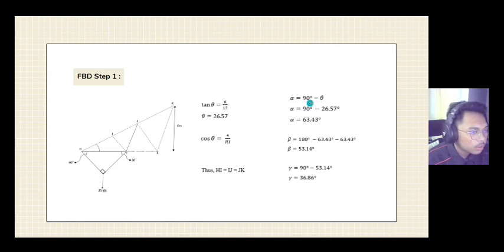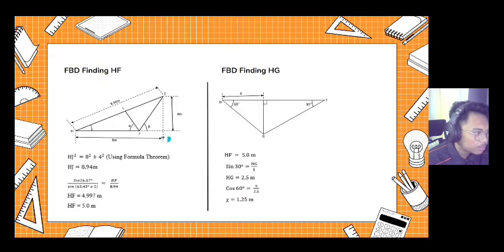Then we calculate the next. Alpha equal 90 degree minus theta, and we assume theta is 26.57, and the answer is 63.43. So the beta, 180 minus 63.43 degree, minus 63.43 degree, and then beta we answer is 53.14. So gamma is 90 degree minus 53.14, and we calculate that, the answer is 36.86 degree.